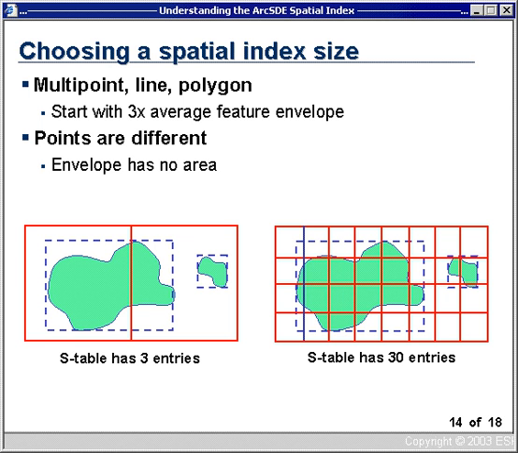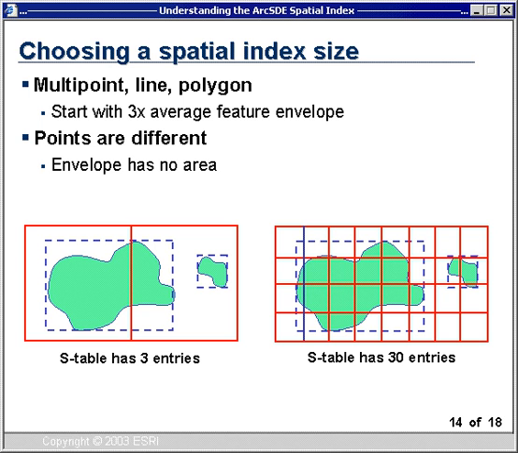So the size of our spatial index table is never going to change because our points are never going to cross more than one envelope. No matter how tiny or how large that envelope is, a point feature is only ever going to be referenced once in the spatial index table. So we don't have to worry about controlling the size of the spatial index table, but we still want to make sure that our spatial index table is selective.